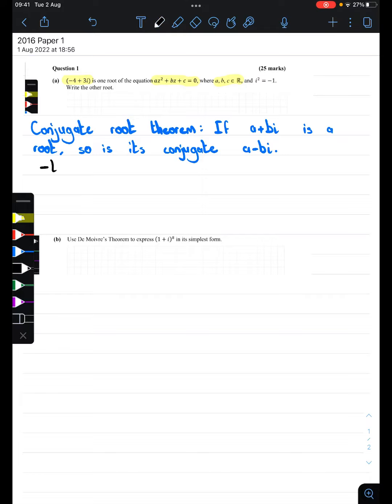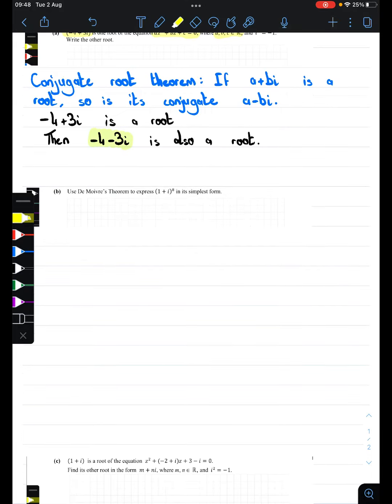So if minus 4 plus 3i is a root, then minus 4 minus 3i is also a root. So our answer is minus 4 minus 3i. Now on to part B. Use de Moivre's theorem to express (1 plus i) to the 8 in its simplest form.